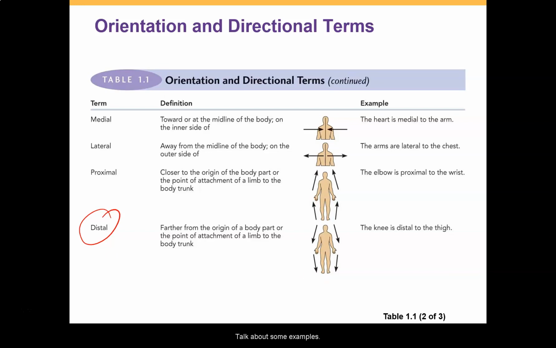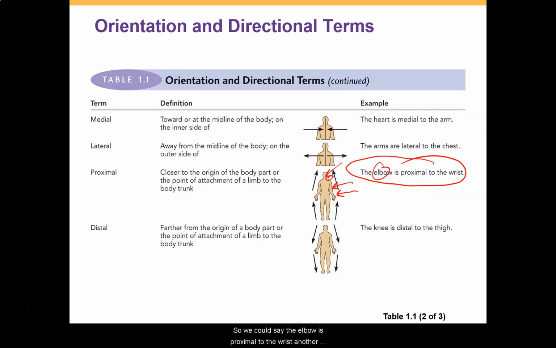Let's talk about some examples. So for example, the elbow versus the wrist. The elbow is here, the wrist is there. Which of these two is closer to the attachment point, the shoulder? That's right, the elbow. So we could say the elbow is proximal to the wrist. In other words, the elbow is closer to the shoulder compared to the wrist.